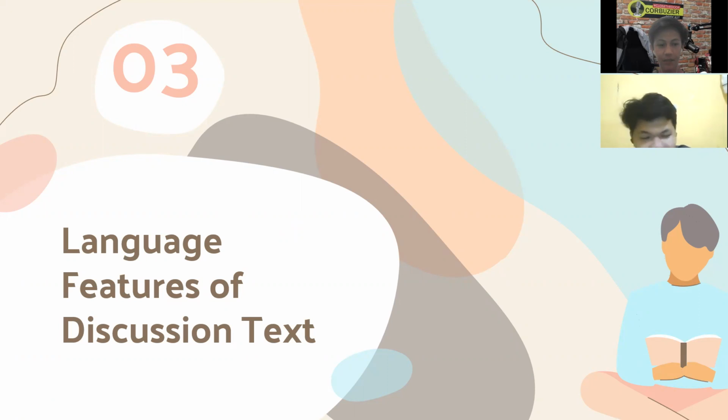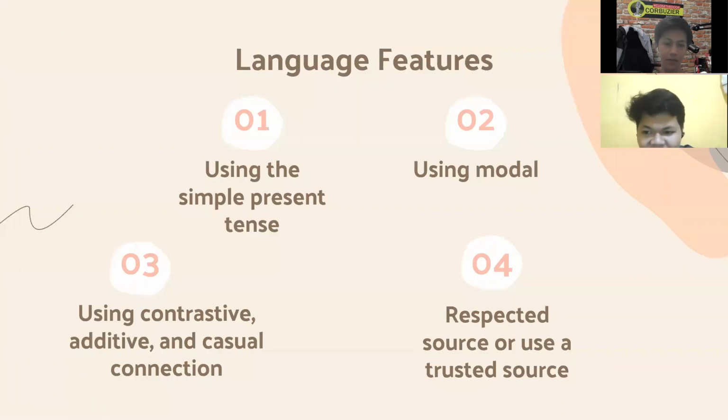Language features of discussion text. The first is using the simple present tense. The second one is using modals such as should, must, may, will, etc. The third one is using contrastive, additive, and causal connectives.